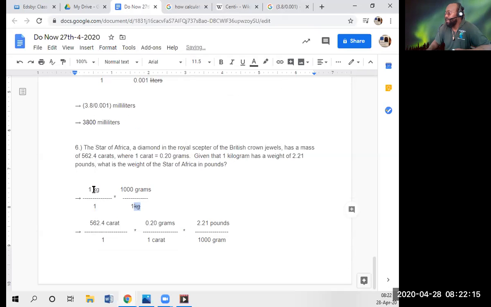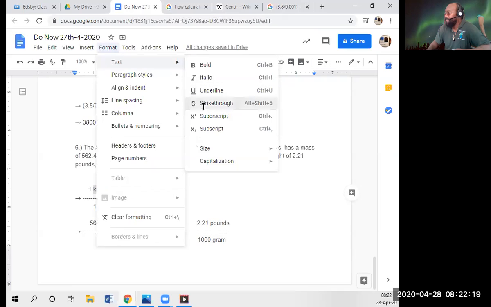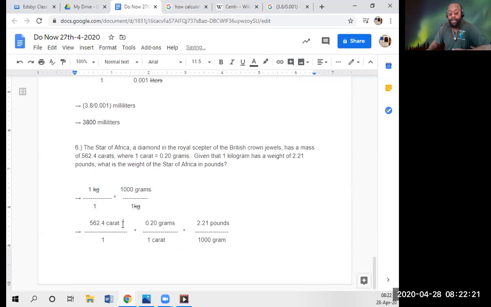And we can cancel out the kilograms here, and just strike that through. And we got some stuff to strike out here because the problem's final answer has to be in pounds. So we cancel out carat with carat.